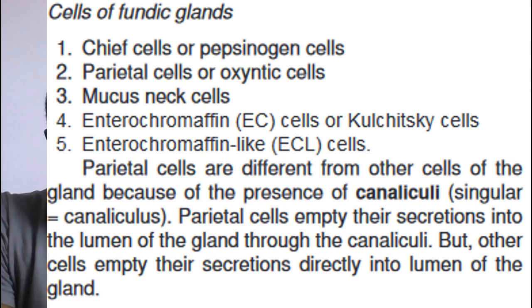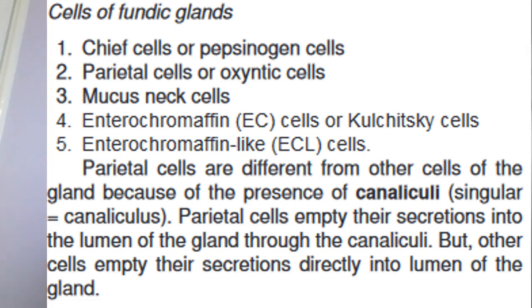So another thing that we said is pyloric glands. So pyloric glands contain cells like G cells, mucus cells, enterochromaffin cells, and enterochromaffin-like cells. So lastly, we said we have cardiac glands, and the cardiac glands contain enterochromaffin cells and the chief cells, and the enterochromaffin-like cells, and the mucus cells.